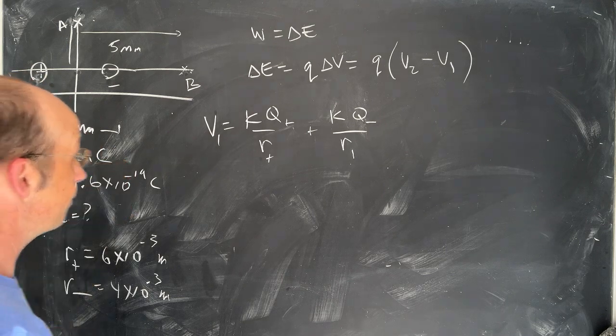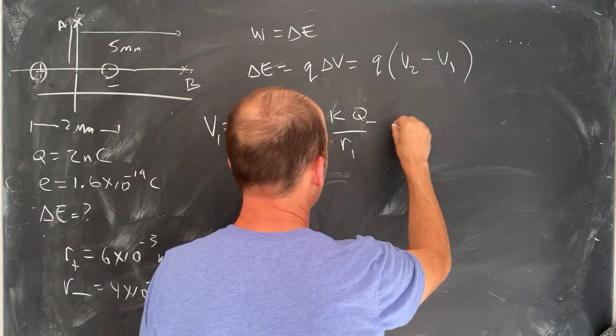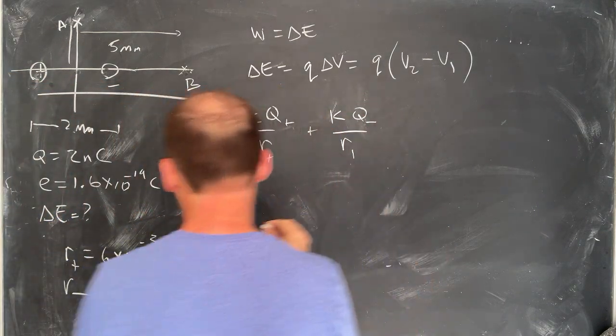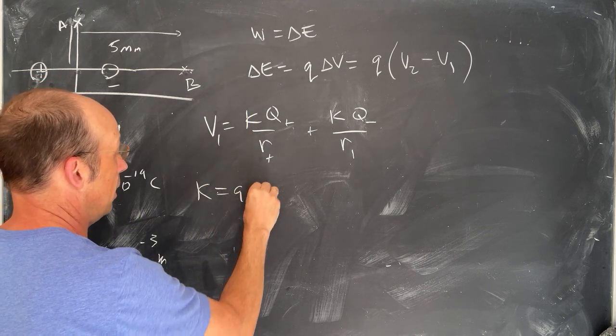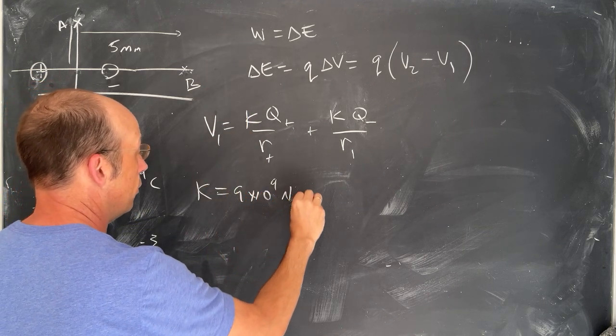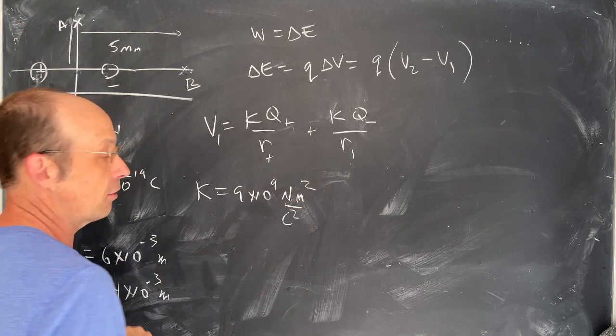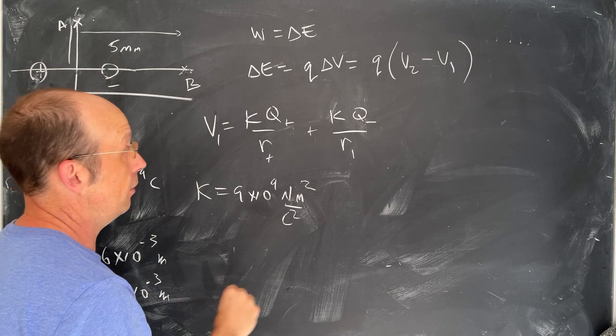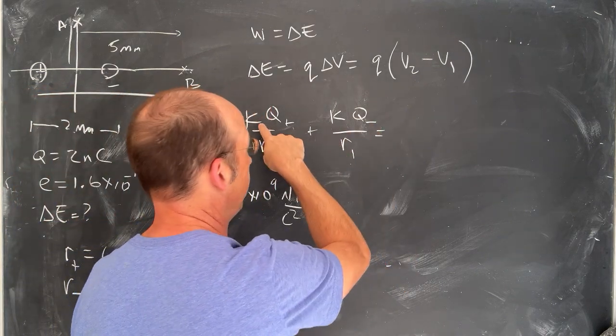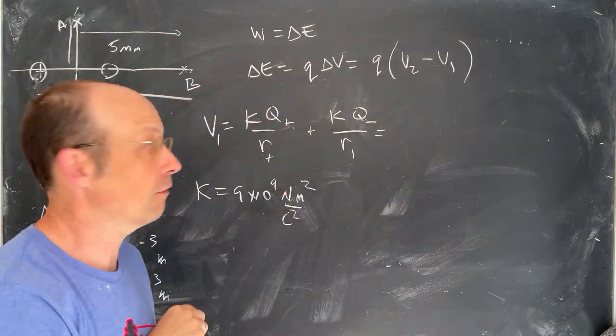Okay, so it's not that bad. Let's go ahead and put in our values here. Remember that k is 9 times 10 to the 9th newton meters squared per coulomb squared. So I'm just going to put everything in to get V1, and then I can calculate delta E. So V1 is going to be, I'm going to factor out the k and the Q just so I don't have to write them twice.